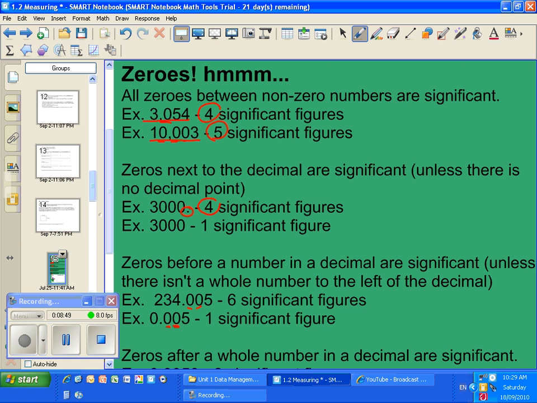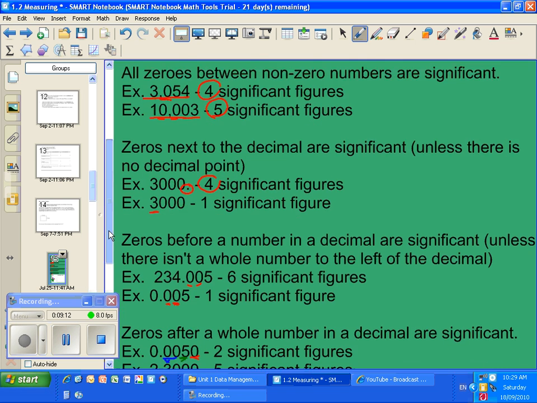And the next one, we just don't know. They actually could be significant, but the fact that there's no decimal place there, we just don't know. So we do know for sure that the 3, which is a non-zero number, is significant. So we know there's at least 1, but according to the rules in math, we're a little bit confused and baffled by this. So all we can say is that there's 1, and possibly the other zeros are, but we don't know.